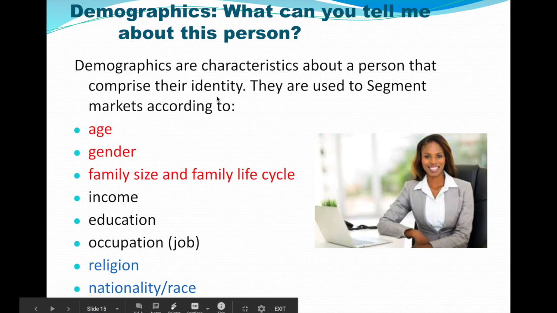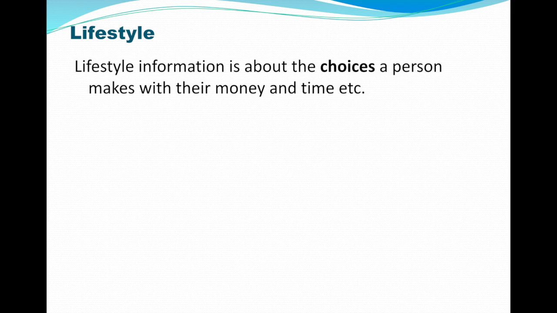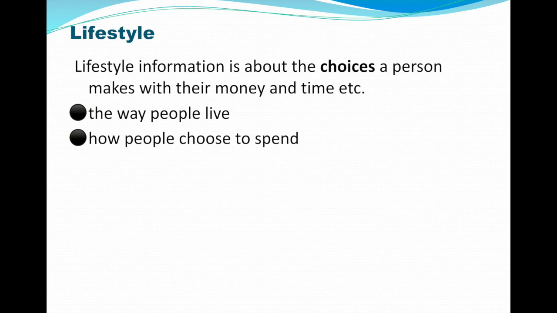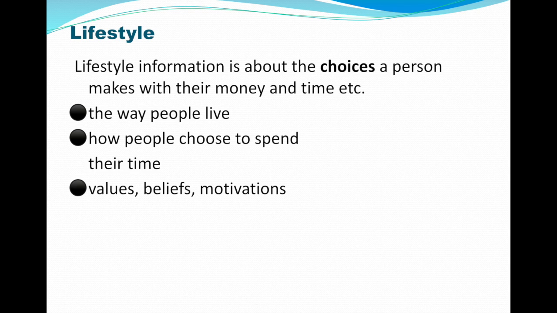These are all demographics. Now, the other type of information that we can know about a person is their lifestyle. Lifestyle information is about the choices a person makes with their money and their time. These are much harder to ascertain. These are much harder to guess. But your product will have certain lifestyles attached to it. And this includes things like the way people live, how people choose to spend their time and money, what values they have, what beliefs they have, and what motivations they have.